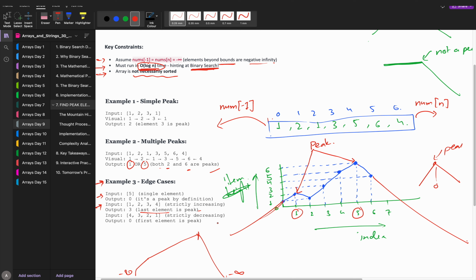Now 4 3 2, strictly decreasing also. This can also happen. So beyond this it is negative infinity, and beyond this it is negative infinity. So the first item would be the peak. The first element is the peak. So these can be the edge cases.